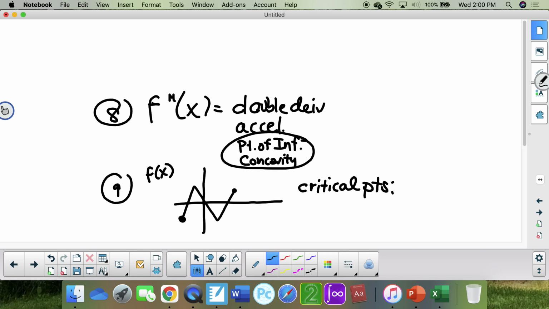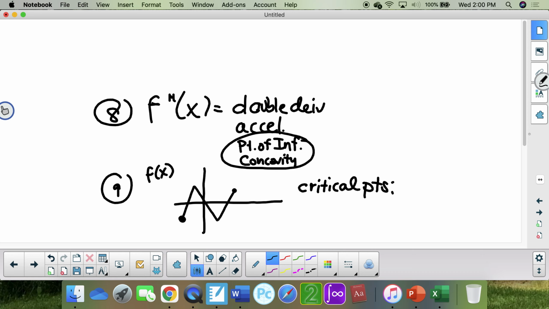This is a maximum on the original graph. This is also a minimum, and this is also a maximum, right? On an f of x graph, they're all the same. I wish one was higher than the other, because then you'd have a relative min and a relative max and an absolute min, absolute max.